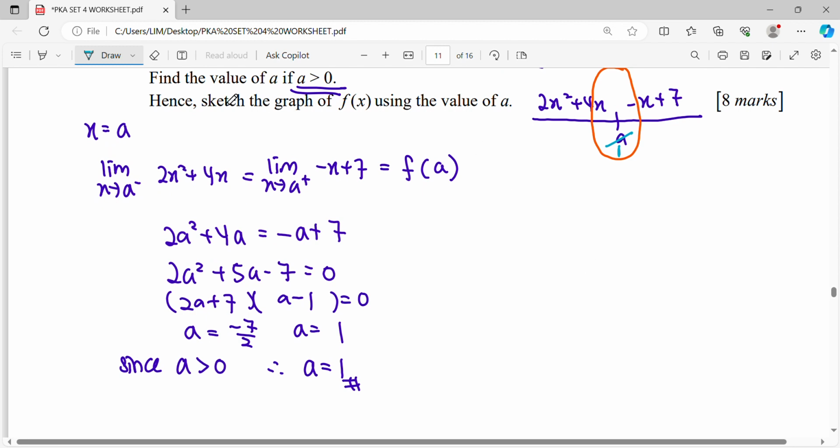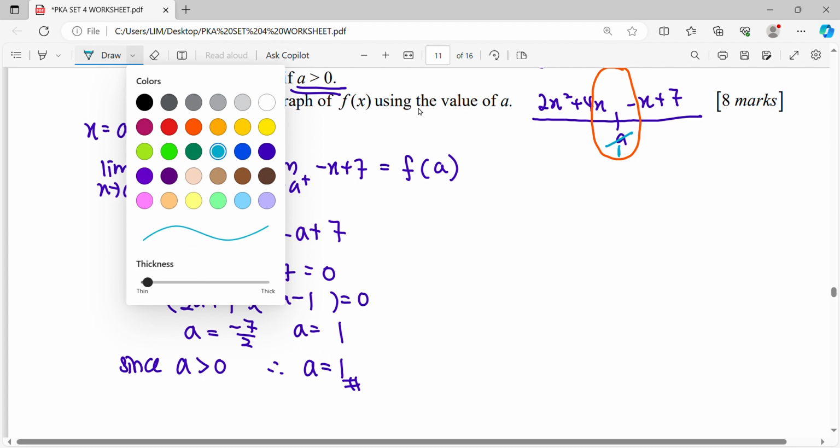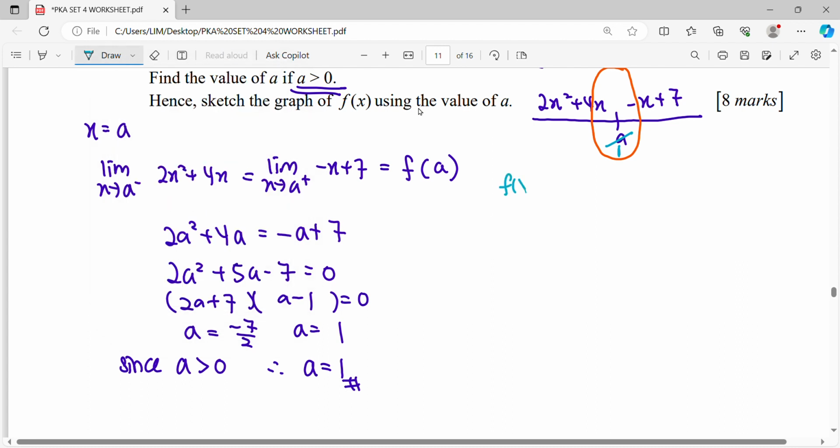Hence, you sketch this piecewise function. So how to draw a piecewise function? Draw part by part. It means you draw the quadratic for x less than 1, then you draw the linear graph for x more than or equal to 1. Alright?